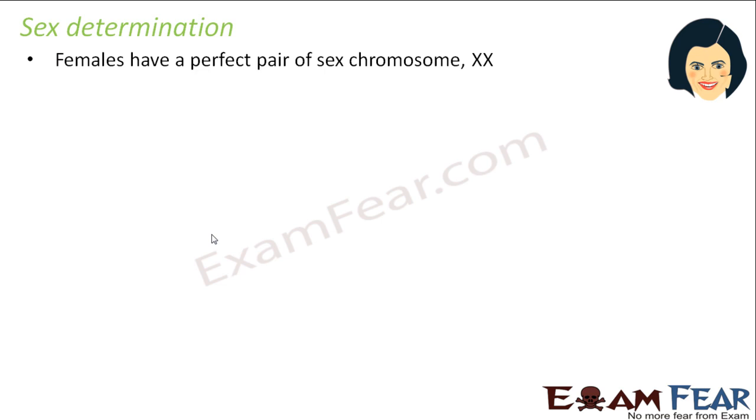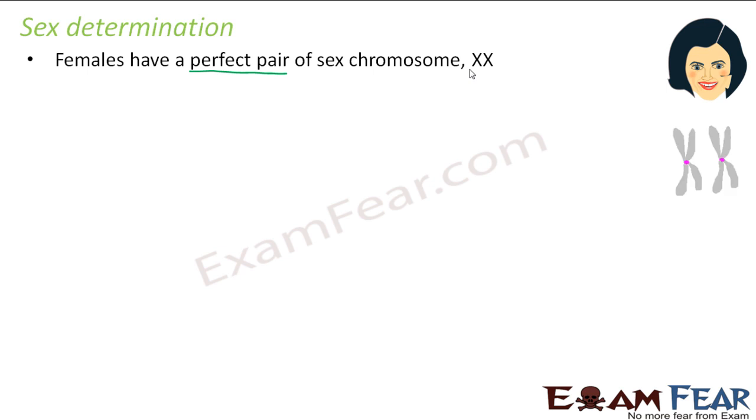Let us now talk about the last topic of this section, heredity, that is sex determination. As I told before also, sex chromosomes are the ones responsible for determining the sex of an organism, whether it is going to be a male or a female. Now, females always have a perfect pair of sex chromosomes, which is denoted by XX. What do we mean by perfect pair? That means both the chromosomes are exactly equal in size and shape. That is why they are called a perfect pair of chromosomes, and they are denoted by XX.